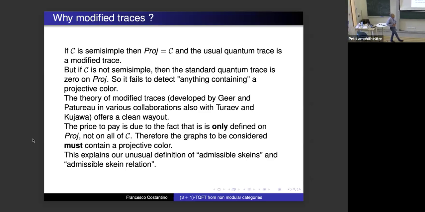The price to pay is that the modified trace is defined only on the projective ideal. So when evaluating it, you must make sure that your graph contains at least one projective color, in the sense that your graph is projective. And that's why we define this skein space in that funny way. I require that every component contains a color which is projective. And that's also the reason why in the admissible skein relation, I required that there is a projective hanging around somewhere, okay? So I want to make sure that I can always do my modified trace business here.